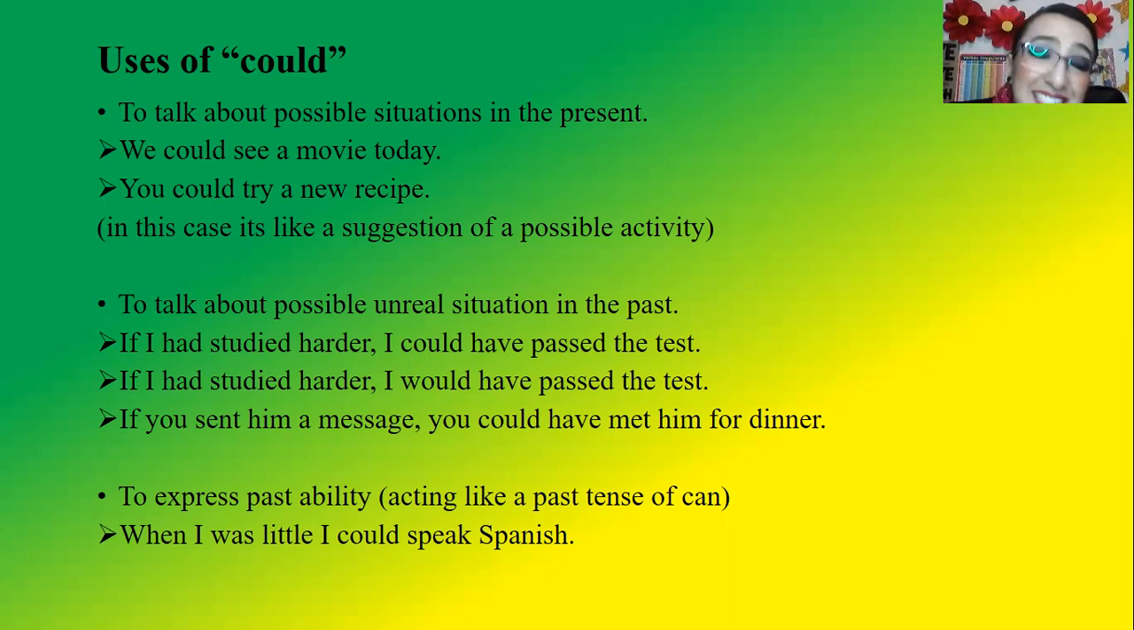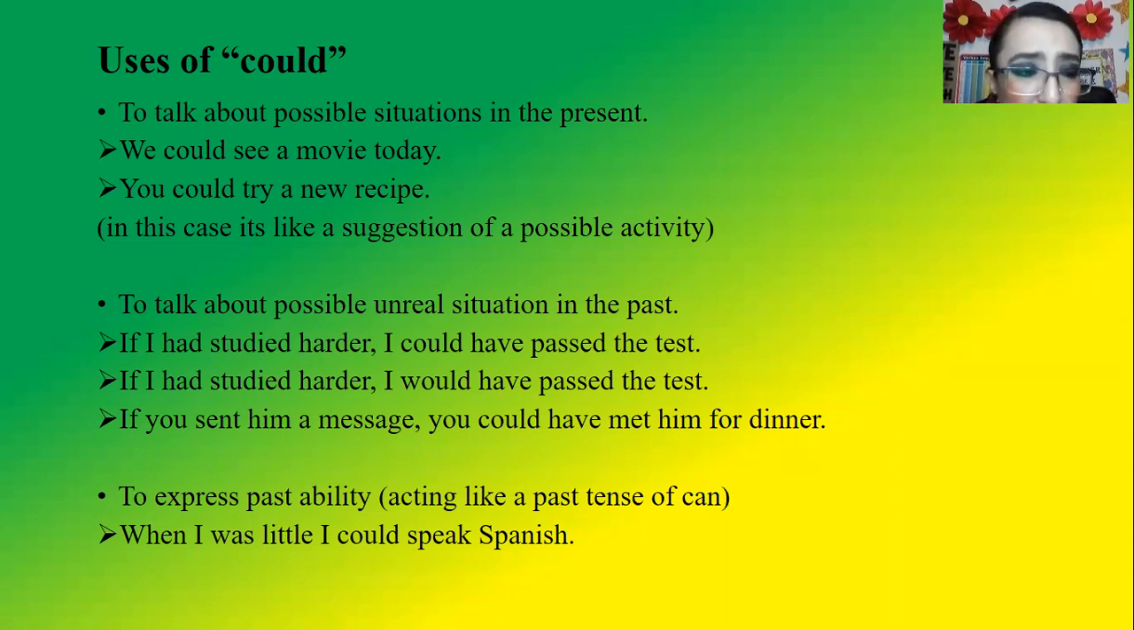Okay, in this case, it's like a suggestion or a possible activity. Para sugerencias, podríamos hacer esto, puedes usar el could. Pero acuérdate que could es el pasado de can y lo utilizamos to talk about possible unreal situations in the past. Para ciertas situaciones poco posibles y reales en el pasado. Esto lo vamos a ver ahorita en el futuro, con los condicionales. If I had studied harder, I could have passed the test.